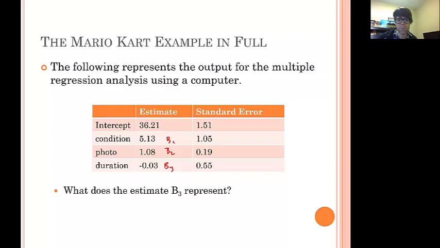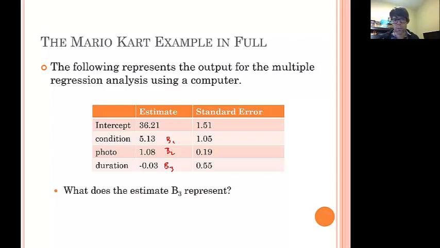Okay, so B3 is basically telling us we're going to lose 3 cents on our overall final sale for each day longer we have this auction open. So in other words, it makes sense based on this slope number to choose the shortest duration auction possible.